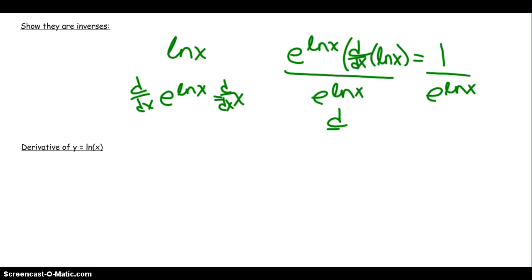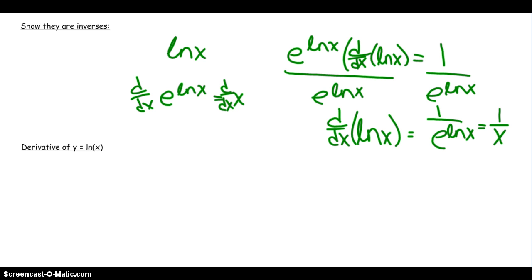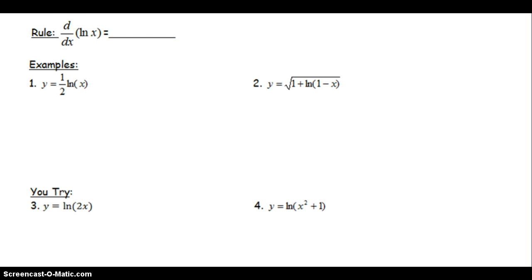And so now I have the derivative of ln x, what I was looking for, equal to 1 over e to the ln x. And we know that e to the ln x is equal to x. So the derivative for the natural log is 1 over x. I'm going to use that now to do a couple examples. So let's write it one more time here. The derivative of natural log is 1 over x.